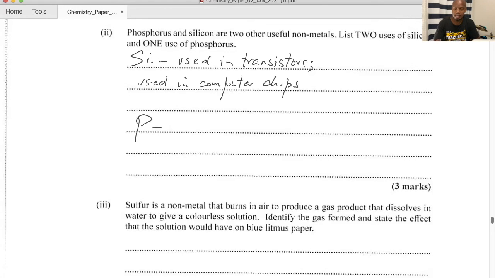Phosphorus we use in the manufacturing of safety matches. So you'll see that on the tip. We also, well, they ask for one. We also use it to make smoke bombs, or we use it in pyrotechnics, fireworks.